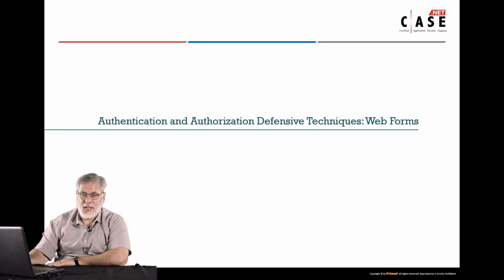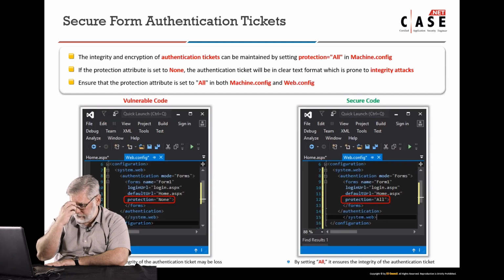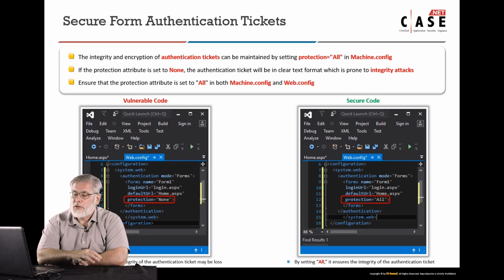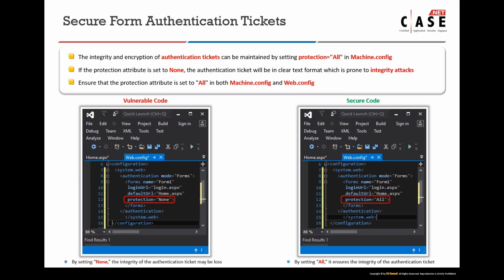Using some defensive techniques in your web forms. First of all, these authentication tickets must be maintained with the setting Protection All in machine config, not web config. This allows for integrity and encryption of all authentication tickets. If that attribute is set to none, then that authentication ticket is set in clear, and there's all kinds of attacks that are now open.